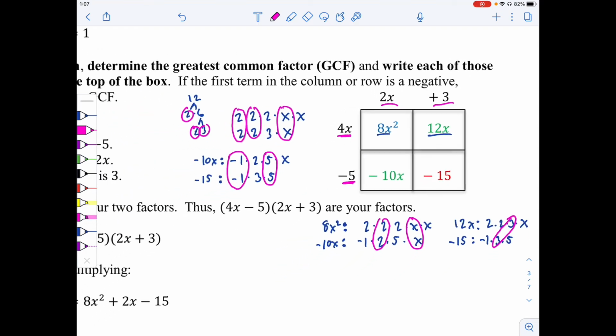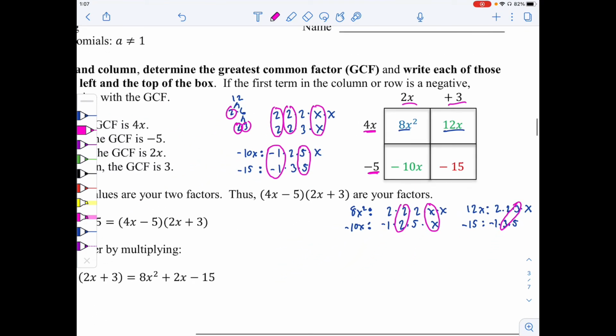So those are our factors, and that's our answer: 4x minus 5 right here, and 2x minus 3 right there, or 2x plus 3.